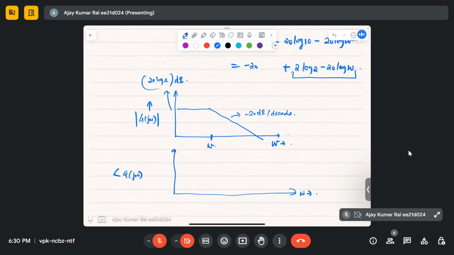Okay, so what we have seen, at this particular frequency, why is it omega gc? Let me consider this as 0 dB.